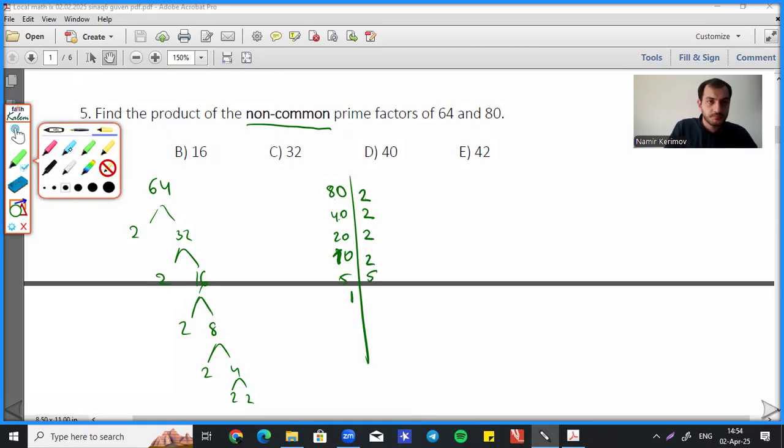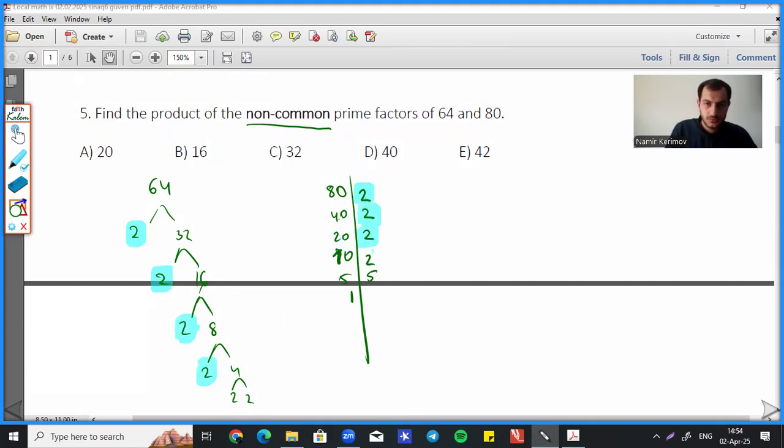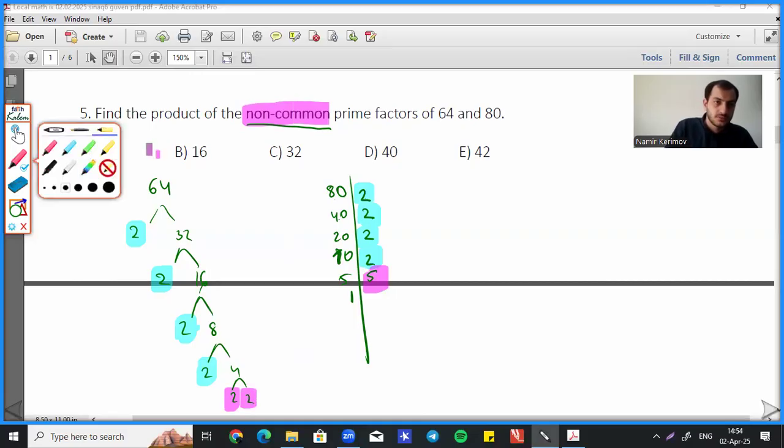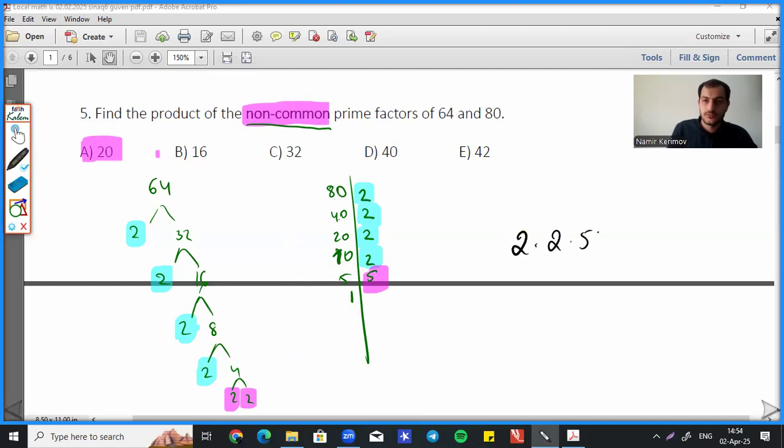So as you see, 2 is common, and then one more 2 is common. One more 2 common. One more 2 is also common, but not others. So we need the non-common prime factors, 5, 2, and 2. That's why we say the answer is 20. 2, 2, and 5. So answer A.